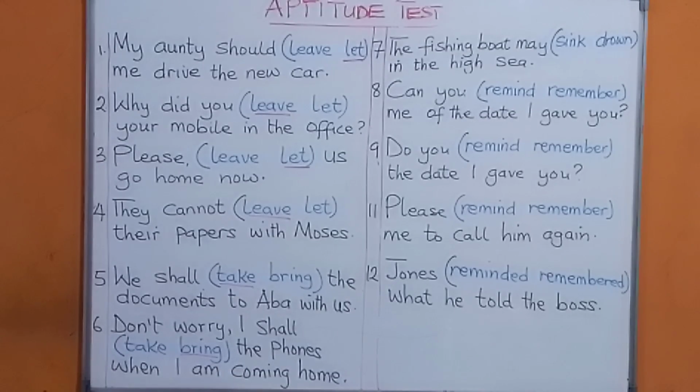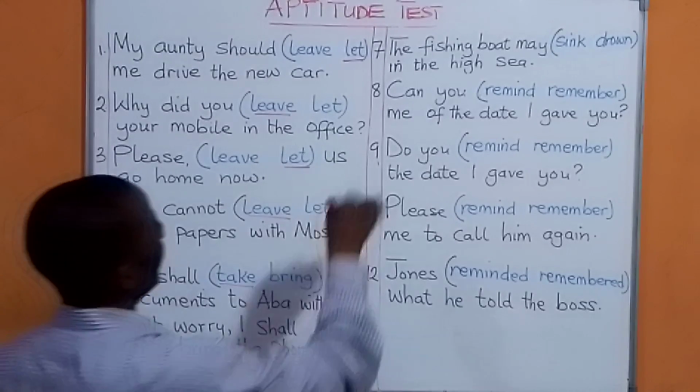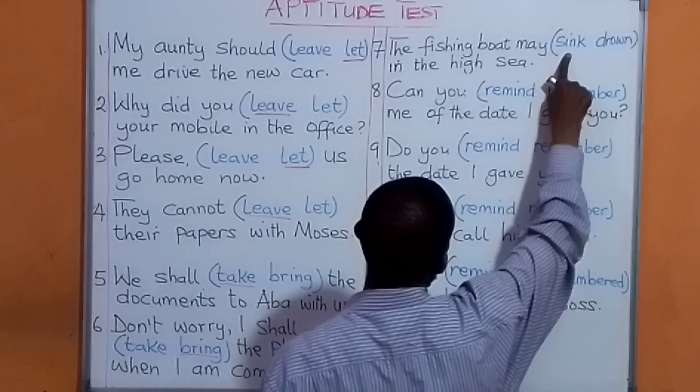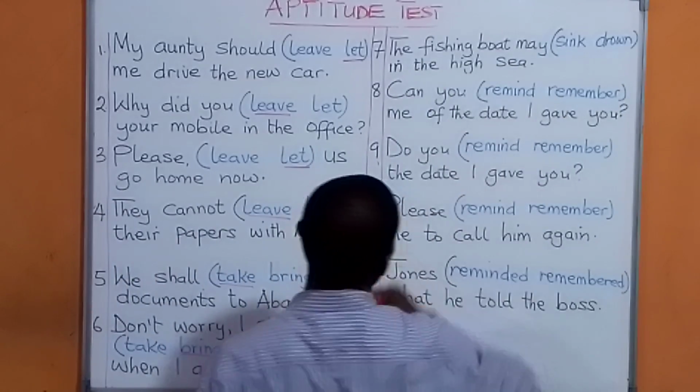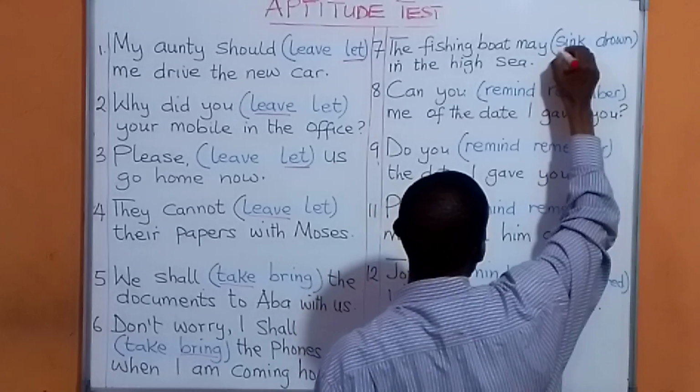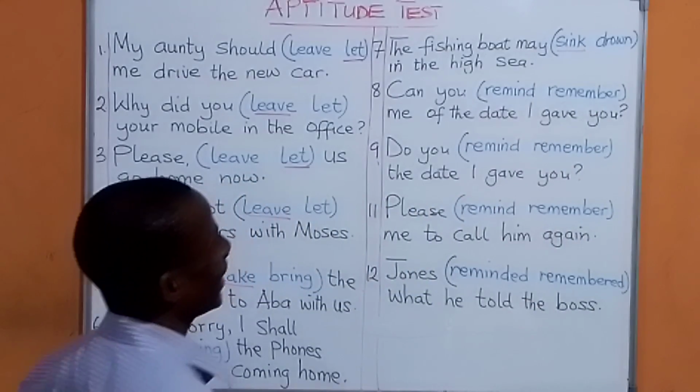Let's go to sink and drown. Let's go to number 7. The fishing boat may sink, may drown in the sea. What is the correct answer? The fishing boat may sink in the sea.